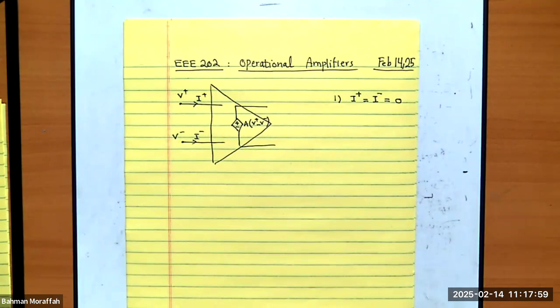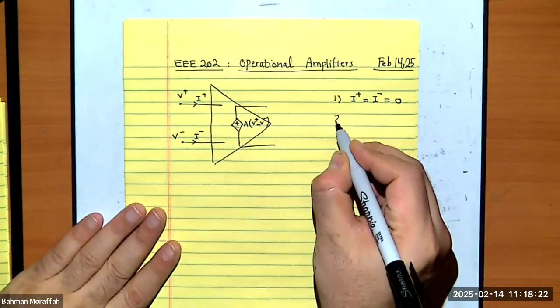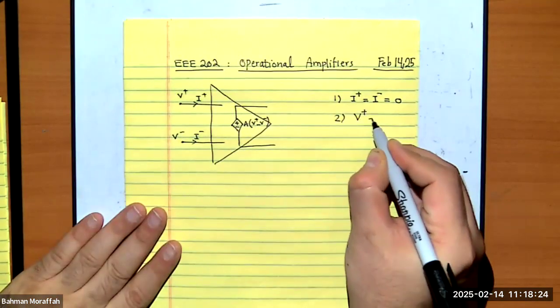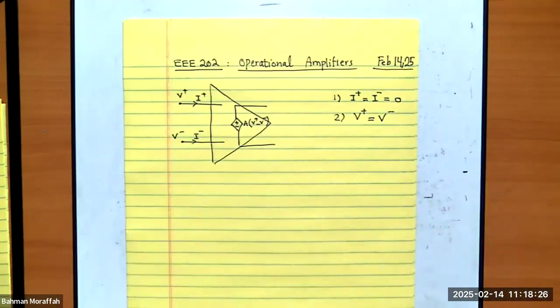Again, we made some more assumptions. And the assumption was A must go to infinity, right? And to make sure that A times V plus minus V negative is finite, we said we have to have negative feedback. And on top of that, V plus minus V negative must be 0, which led us to the second rule, which was V plus equals V negative.